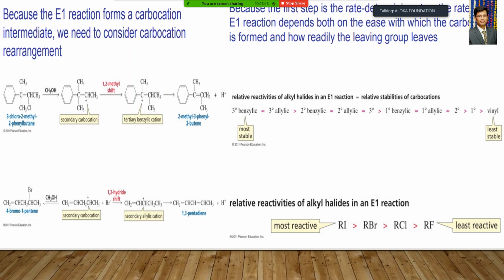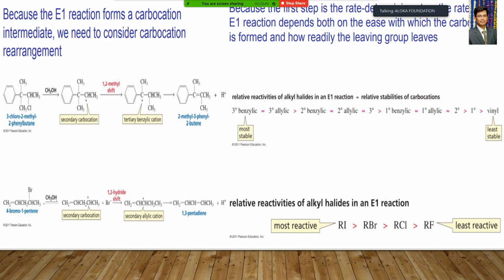there will be a formation of a tertiary carbocation which is more stable, and it will undergo an elimination reaction to give you 2-methyl 3-phenyl 2-butene. Okay, so this is the product. So your rearrangement occurs to give you a stable carbocation.